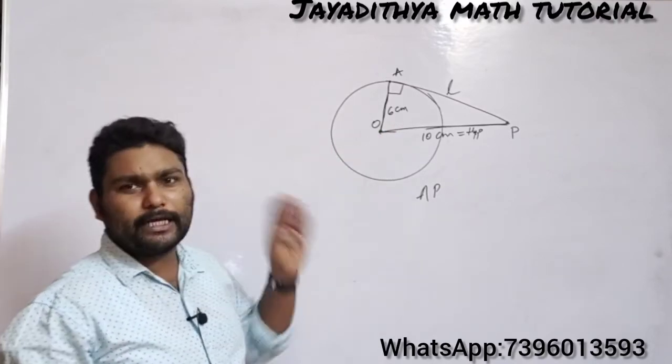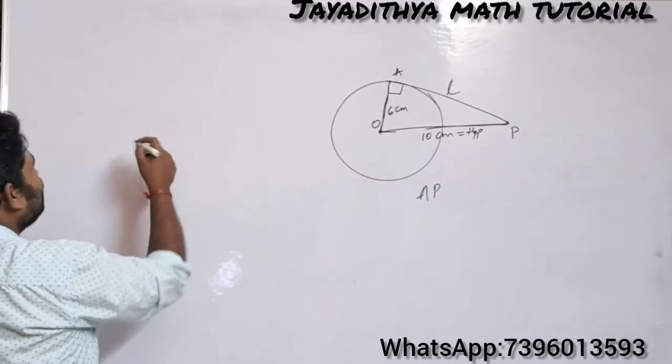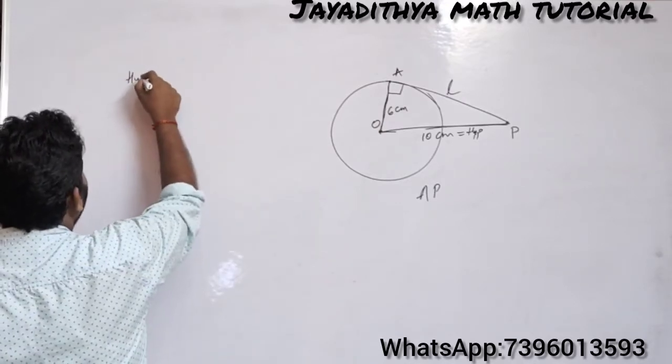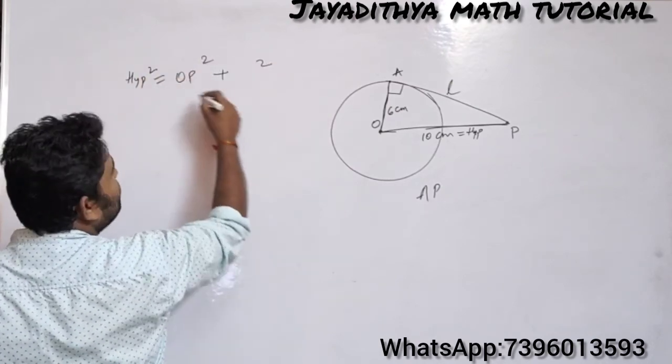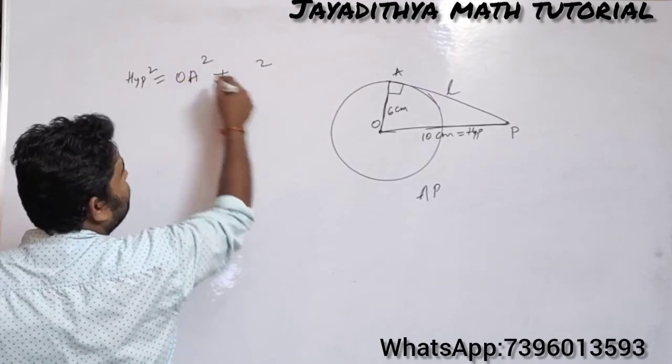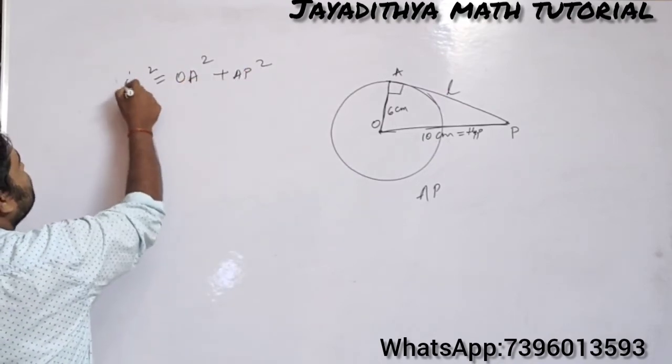And let us take the other two sides. So how can we find this now? You can use Pythagoras theorem. So by using Pythagoras theorem, what is it? Hypotenuse square must be equal to the sum of squares of the other two sides. Here the other two sides are OA and AP. So what is the hypotenuse here? The hypotenuse is nothing but OP.